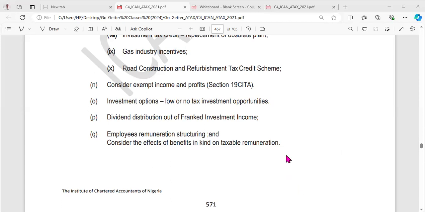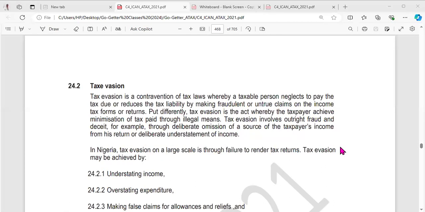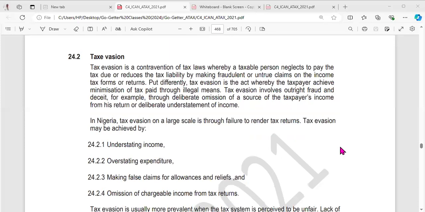Now, we've talked about tax planning. Let us look at tax evasion. What is tax evasion? Tax evasion is a contravention of tax law whereby a taxable person neglects to pay the right tax by reducing his tax liability fraudulently. So it is not bad to reduce your tax liability. It is not bad. But are you reducing it appropriately?